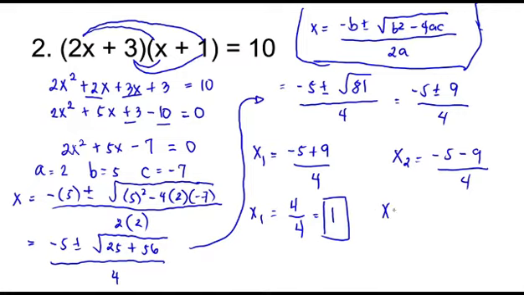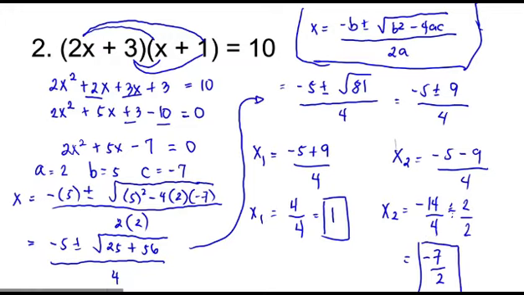And then, for our x sub 2, simplify. Negative 5 minus 9 is negative 14 over 4. So, get the lowest term. Divide lang natin sa 2. That is their greatest common factor, ang numerator and the denominator. So, pag na-divide na, lowest term, negative 7 over 2. Okay, so therefore, the solutions of quantity 2x plus 3 times quantity x plus 1 equal to 10 are positive 1 and negative 7 over 2.